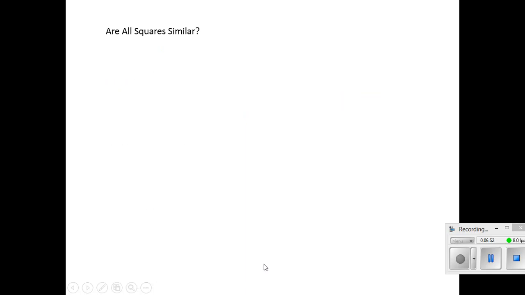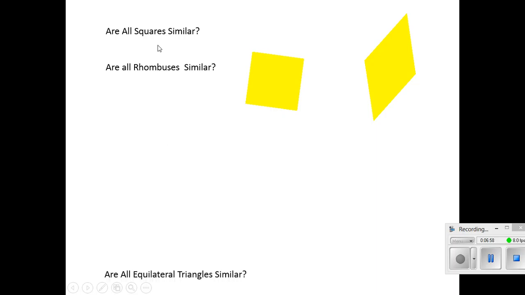Let's throw some other questions out at you. Do you think that two squares are going to be similar? I would say they are. You think about it. Do you think our two rhombuses are going to be similar? Here's a rhombus here. Here's a rhombus here. This rhombus is a square, but it's also a rhombus. This is not a square. They don't even have the same shape. How could they be similar?